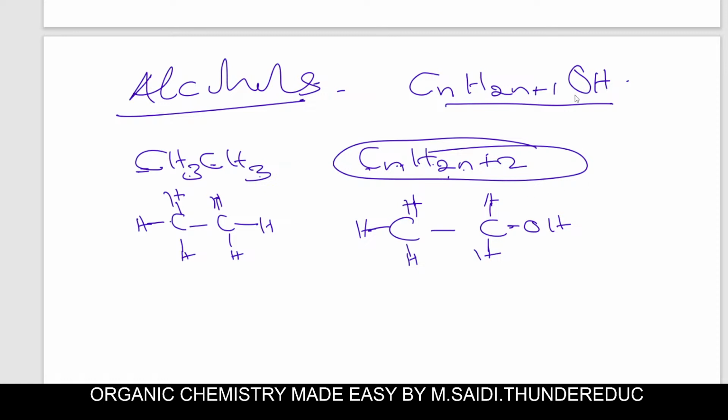And this will obey this general formula, not the previous one anymore. Why? Because I've removed one hydrogen. That's why here instead of two, I have one. And I've replaced another hydrogen with OH. That's why I have the OH there. Hence, the general formula for alcohol becomes like that. I think I'm clear there. Then, let's go to the naming of alcohols and the classes of alcohols.